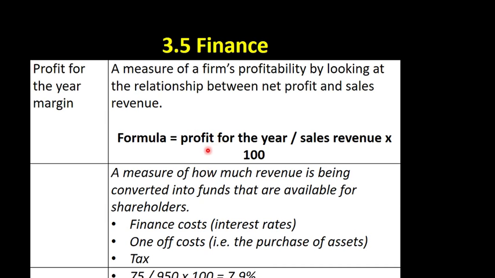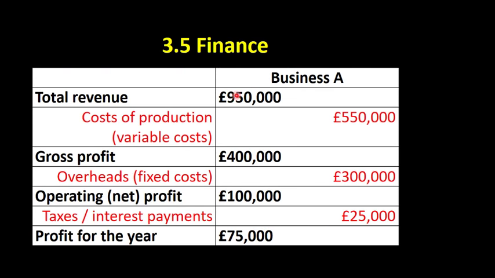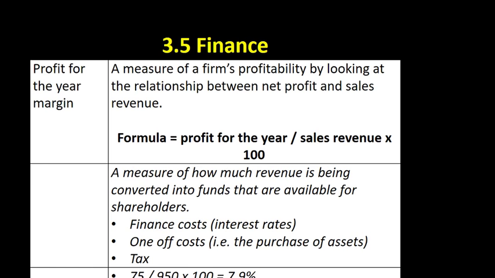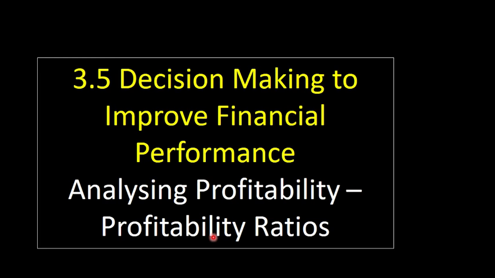Nevertheless, it's the same formula every time. You divide the profit by the sales revenue and multiply that by 100 to give a measure of the efficiency by which a business is controlling its costs. In this case, 75 divided by 950 gives a profit for the year margin of 7.9%. So I hope that quick video has helped you know how to calculate profitability ratios and to know why each one is important. Key thing, to make sense of a profitability ratio, it helps to look at past performance data and how their competitors are doing.